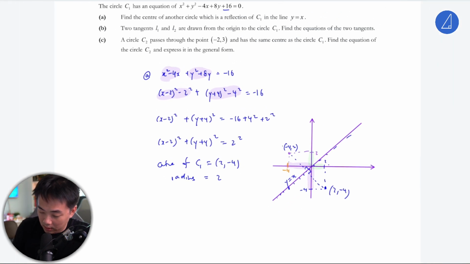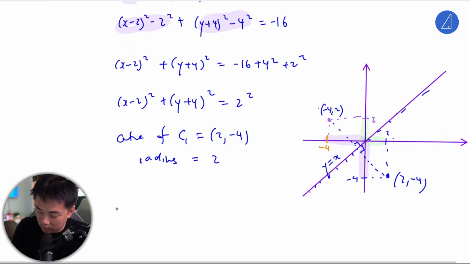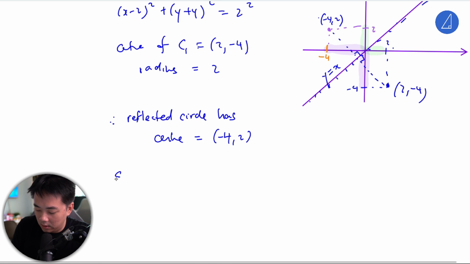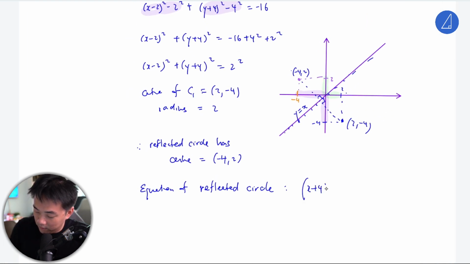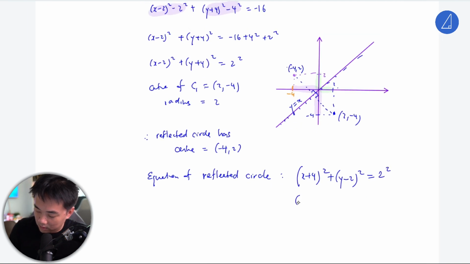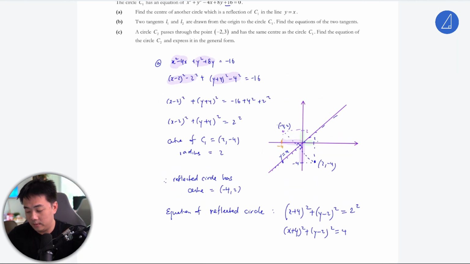Yeah. So hence the reflected circle has center negative 4, 2. So the equation of the reflected circle would just be x plus 4 squared plus y minus 2 squared equals 4, which is 2 squared. Okay, so this is x plus 4 squared plus y minus 2 squared equals 4. That's how you do this.